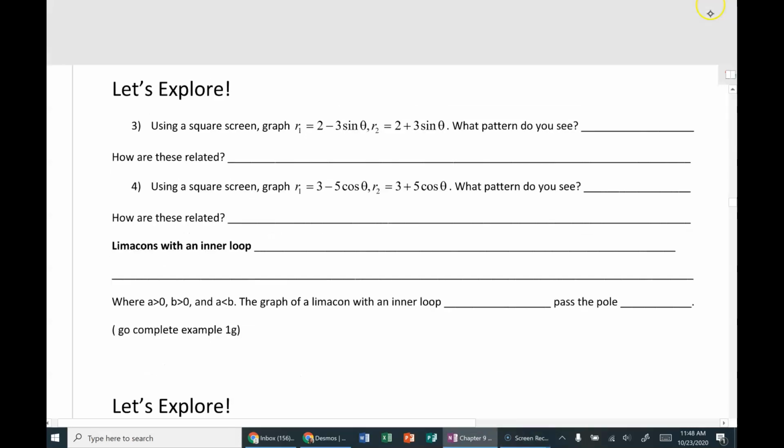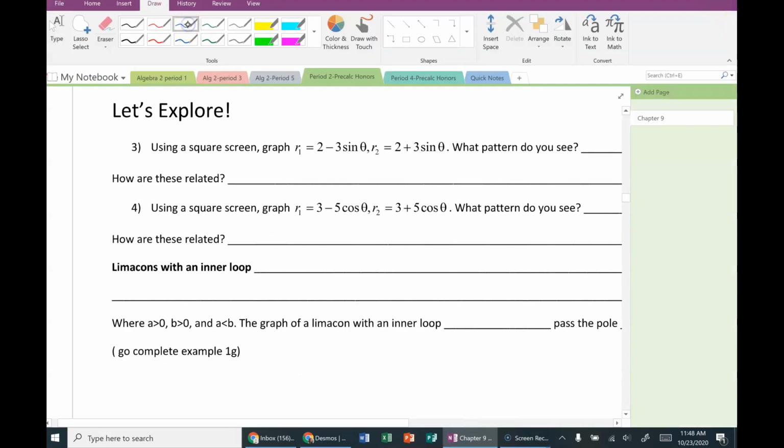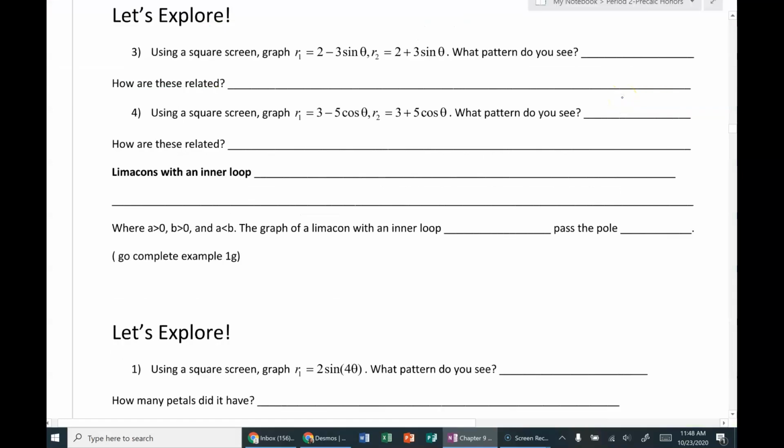Okay, so I'm going to grab a pen. What I want you to do is try those out, okay? Oh, actually, including answering how they are related. Once you're done, hit unpause and then write down the definition of limacons with an inner loop.